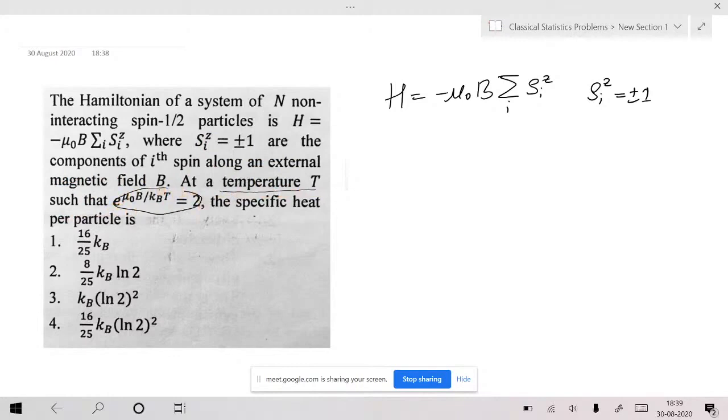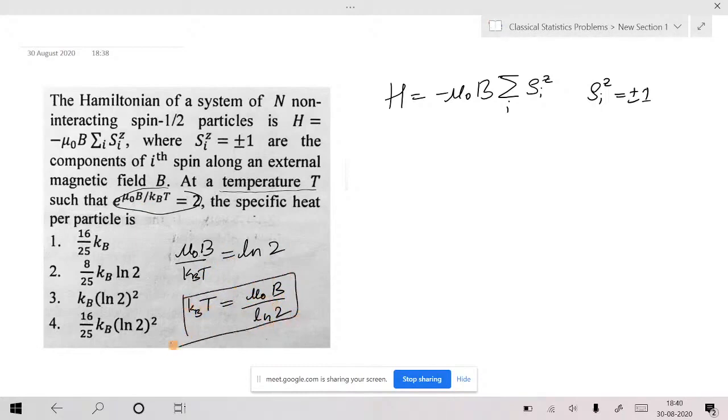Again, from this one you should grab the temperature T. Applying log here, mu naught B by k_B T is equal to log 2. After applying log, the temperature T he is talking about, or k_B T, is equal to mu naught B by ln of 2. He is talking about this temperature. We should find some quantity, the specific heat per particle at this temperature.